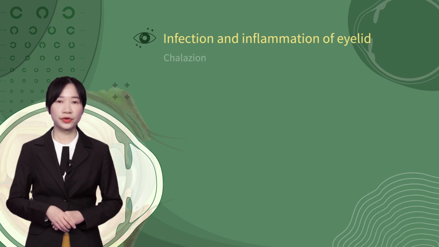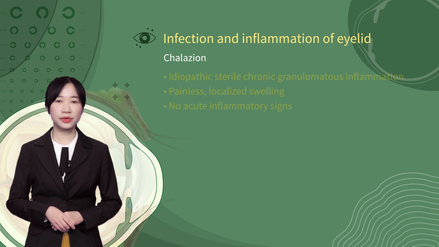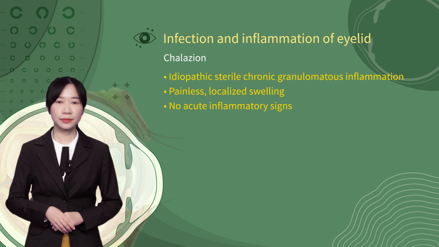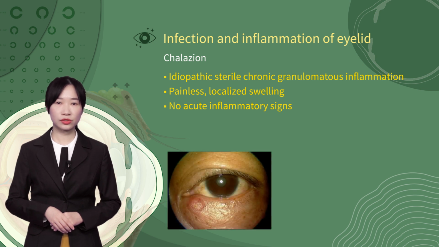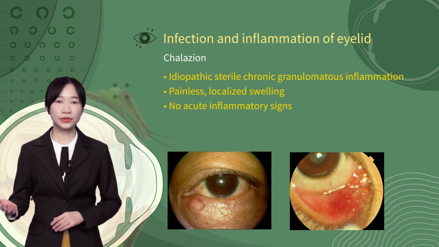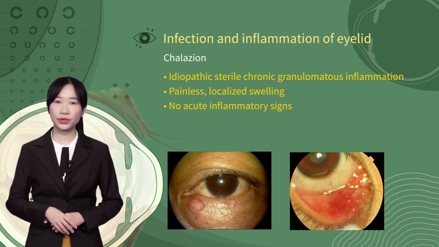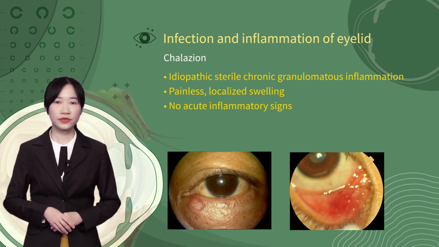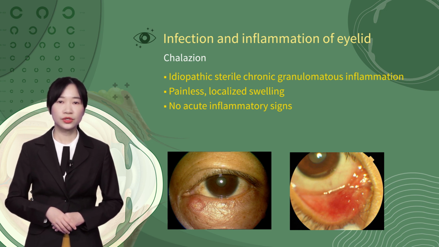Chalazion is an idiopathic sterile chronic granulomatous inflammation of a meibomian gland. The patient complains of a painless localized swelling that develops over a few weeks. It may begin with mild inflammation like the hordeolum, but it never has acute inflammatory signs. If a chalazion is large enough to affect vision or for cosmetic reasons, excision is indicated.